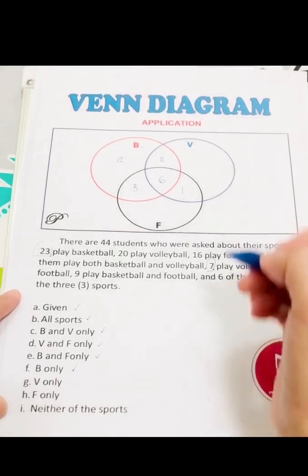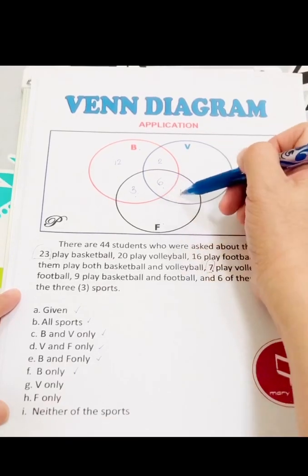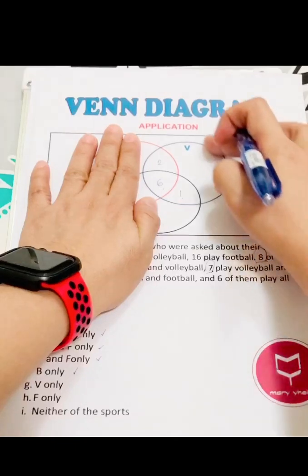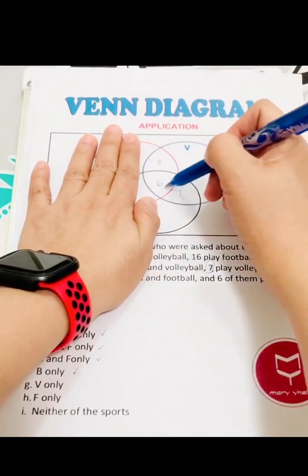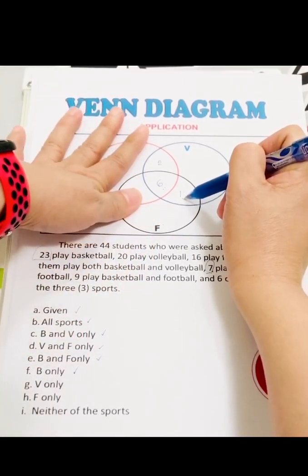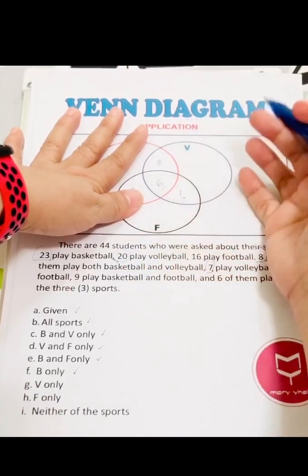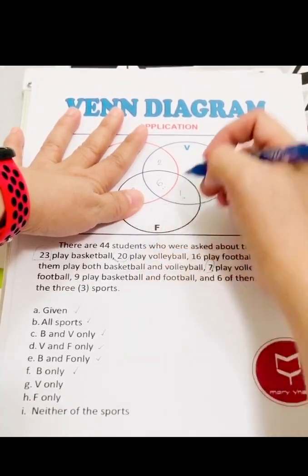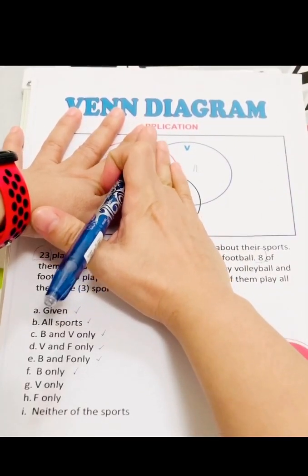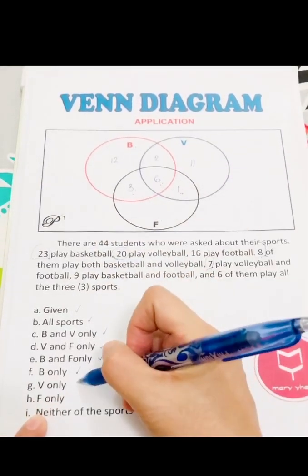Same is true with the volleyball. Again, we're going to add 2 plus 6 plus 1 because they're under the circle or the diagram of volleyball. So 2 plus 6 is 8 plus 1 is 9. How many students play volleyball? We have 20. We will subtract 9 from 20 and we will get 11. And so therefore the answer among the students who played volleyball only is 11.